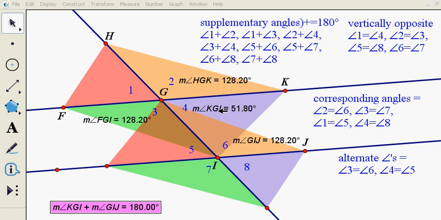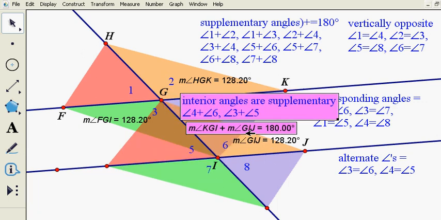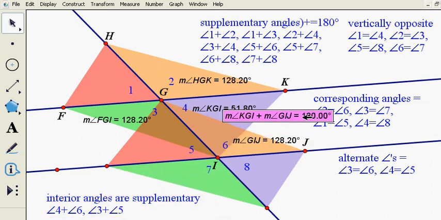And here it is here, angle 4, which is the KGI, and angle 6, which is the GIJ, together add up to 180 degrees. And so I'm showing here that angle 4 and angle 6 together added up to 180 degrees. These are these two angles here that we said added up to 180 degrees, and therefore angle 3 and angle 5 together also have to add up to 180 degrees, and adding up to 180 degrees is another name for supplementary. So angle 4 and angle 6 are supplementary angles, and angle 3 and angle 5 are supplementary angles.